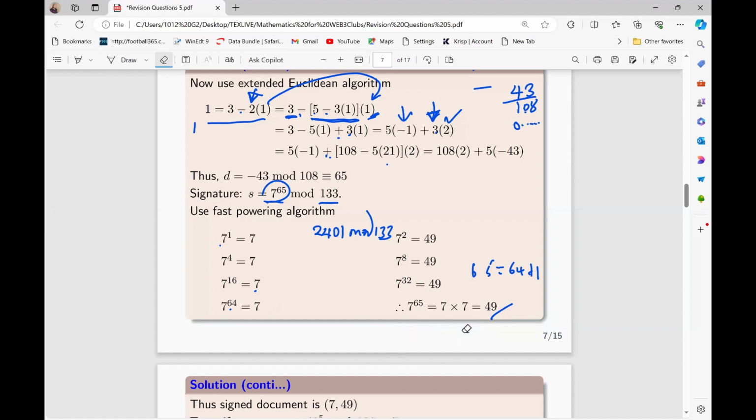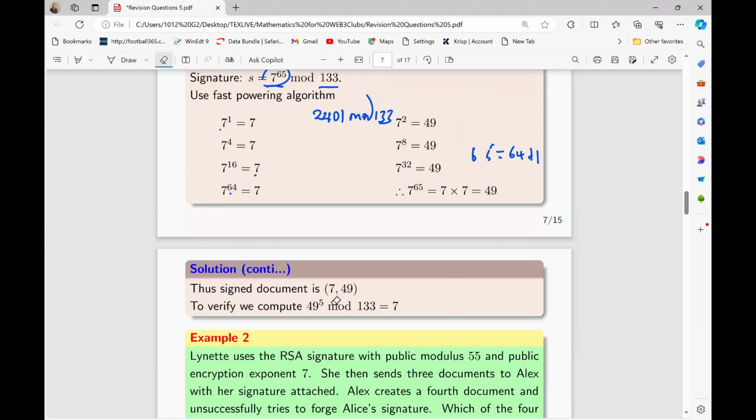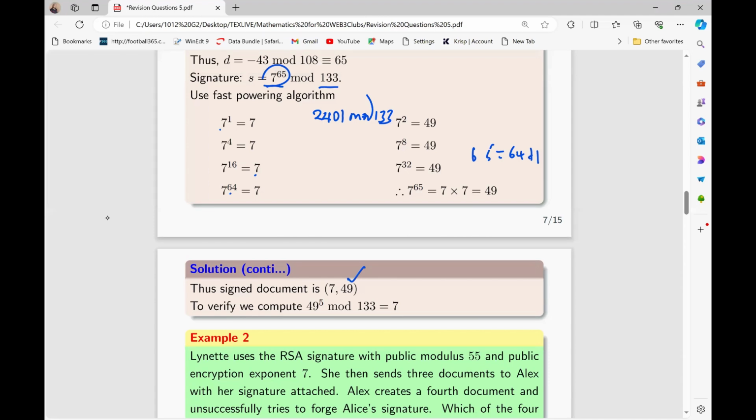That's our signature. What is our signed document? The message we had, which was 7, combined with the signature. We want to verify whether the document we've been sent is true. This is what we've been sent. We want to see whether it's true. We take S and raise it to E. Our E was 5, mod 133. These are very small numbers. This one you can just do with your calculator at once and then divide by 133, and the remainder is that.